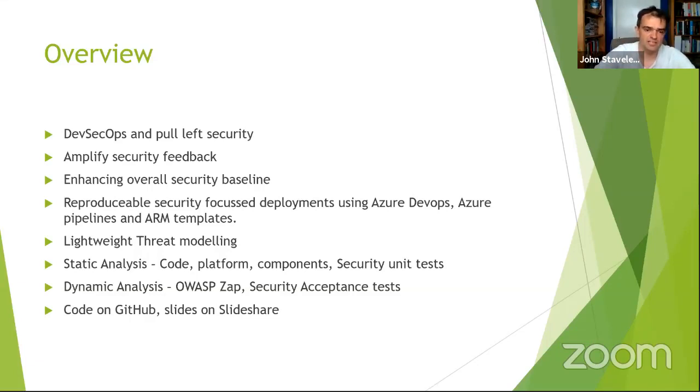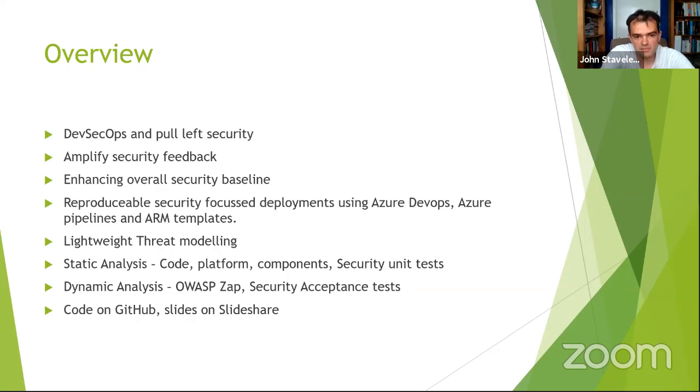So there's a number of techniques we're going to cover today to try and understand better security. So we can do a bit of lightweight threat modeling, so not a bureaucratic process where we convene a team. Static analysis, so that's understanding code, platform setup, because the platform's all automated through an ARM template. What components you're using, that's NuGet packages, NPM, that kind of thing. How I can improve and guarantee security using unit tests, and then do what's called dynamic analysis.